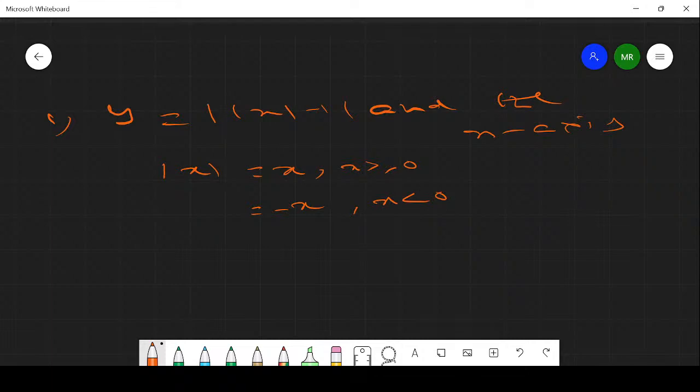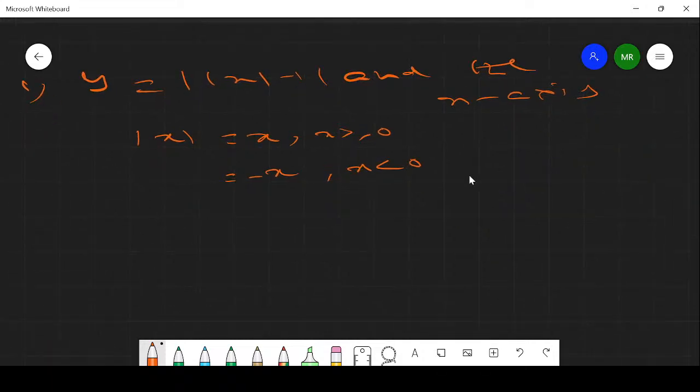If you remember this, as per that you can write the given function. When x is greater than or equal to 0, mod x equals x, so the function will become y is equal to mod x minus 1. When x is greater than or equal to 0, y is equal to mod x minus 1. Again, here I should split this, since we know x is greater than or equal to 0.